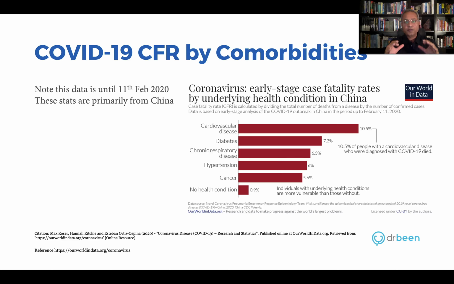So the higher risk patients, because of other diseases they have, out of them cardiovascular diseases, for example, strokes, coronary artery disease, myocardial infarction, ischemic patients, hypertensive patients, and so on, their case fatality rate is 10.5%. Diabetes, 7.3%. Chronic respiratory diseases, people who have other respiratory issues and chronic issues, 6%. Hypertension, 6%. Cancers, 5.6%. And no health conditions, 0.9%.